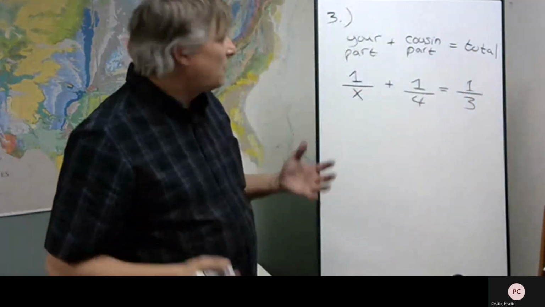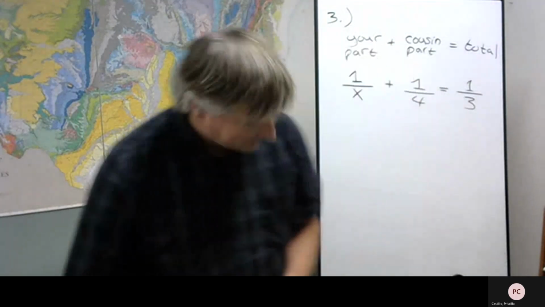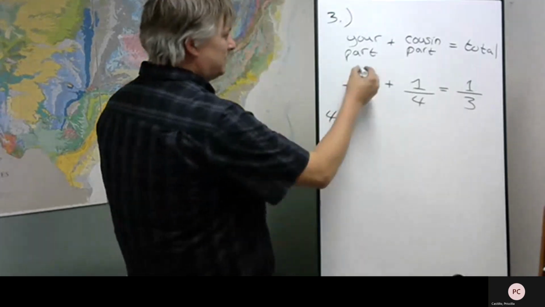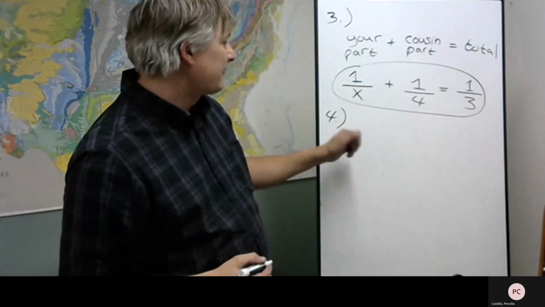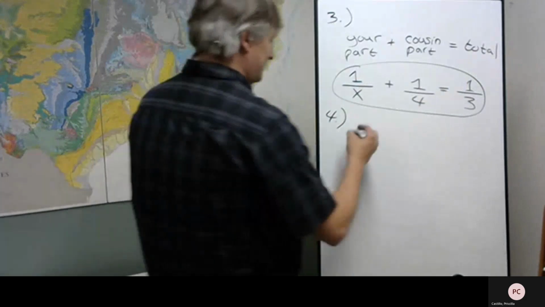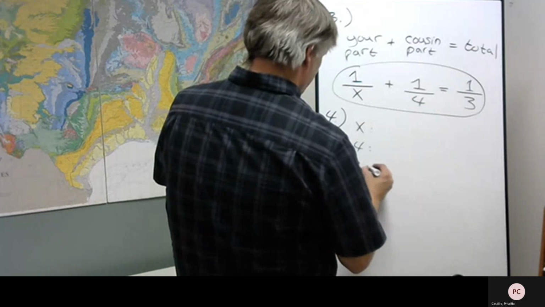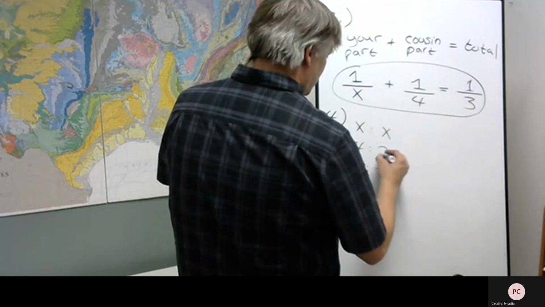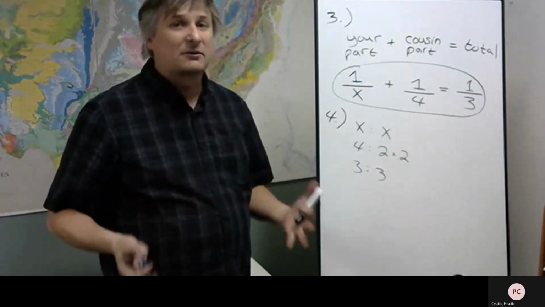So we want to solve for x. Again, we want to get rid of the denominators. We have a denominator of x, a denominator of 4, and a denominator of 3. So we can list our denominators. x is just x. 3 is just 3. 4 is 2 times 2. We want to make these factorizations the same.